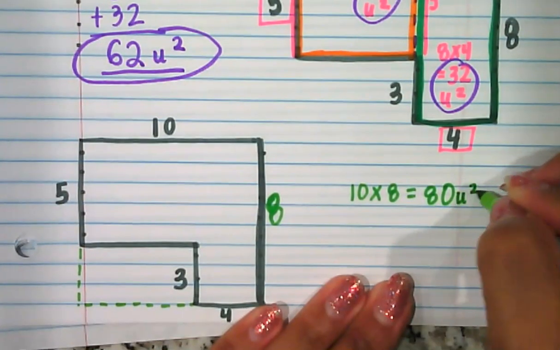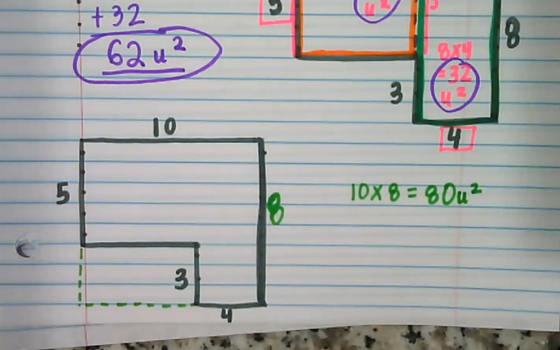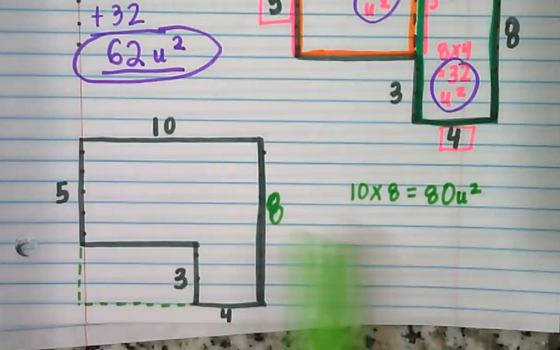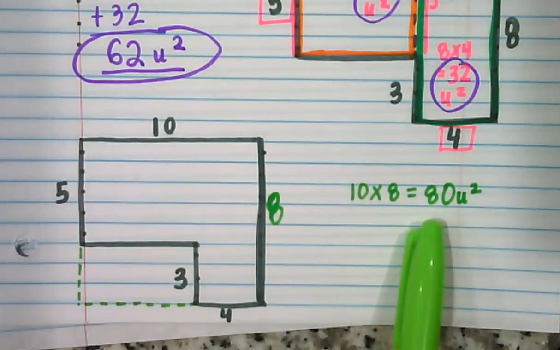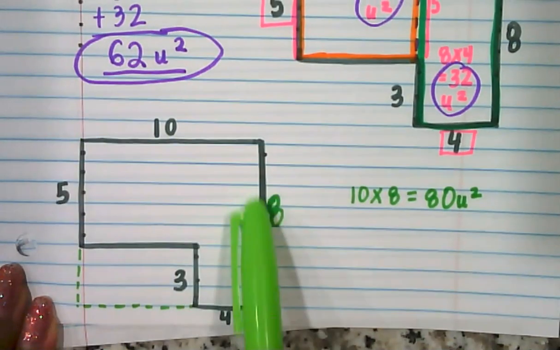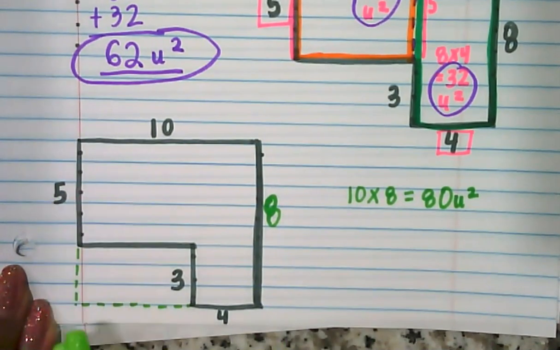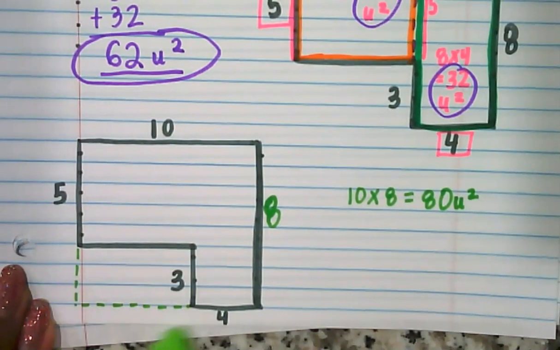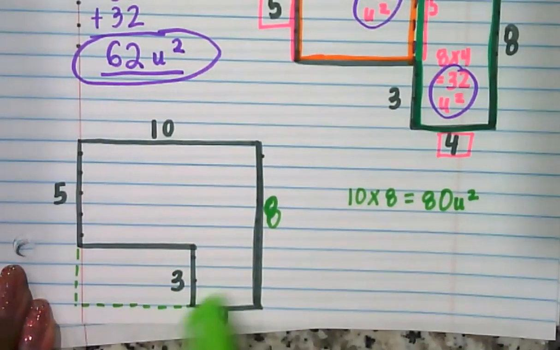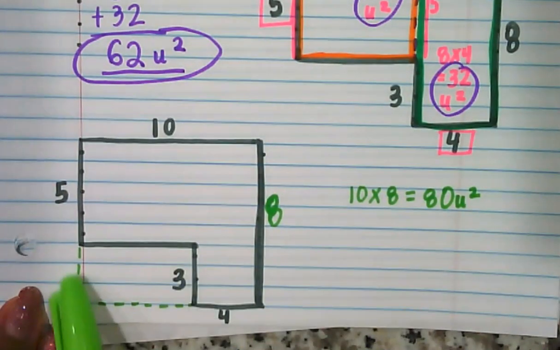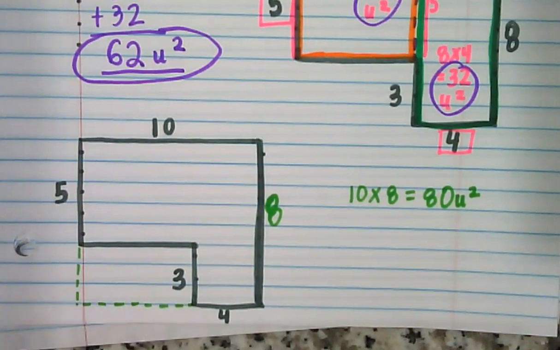80 units squared. So now we know our answer isn't 80. We know our answer is 62. So how in the world are we getting 80? Well, remember, we took the area of this entire rectangle as if this piece is there. Now, how am I going to get this piece taken away from the total area? What is the area of this shape here? So we've got to find that area.